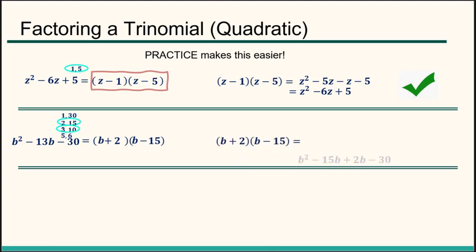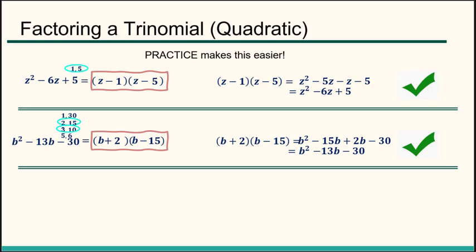So let me check it. b squared minus 15b plus 2b minus 30. All that works out pretty good. And then the middle terms add to the minus 13b. You're it. All right. This is our last one.